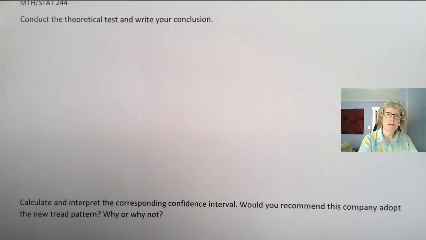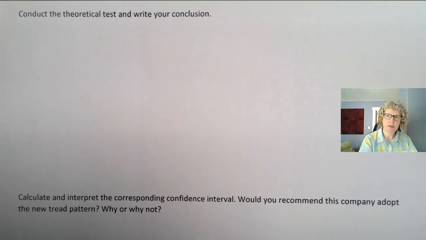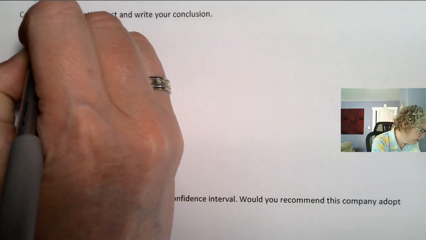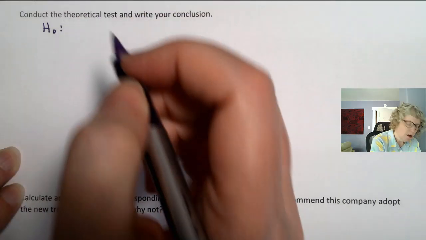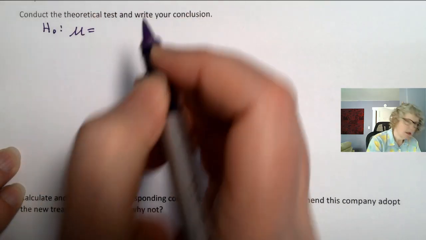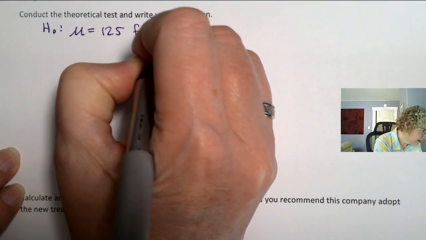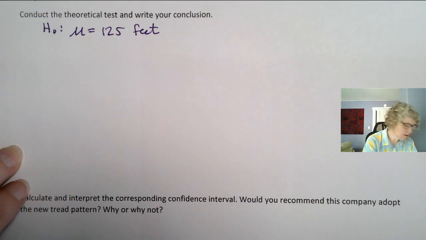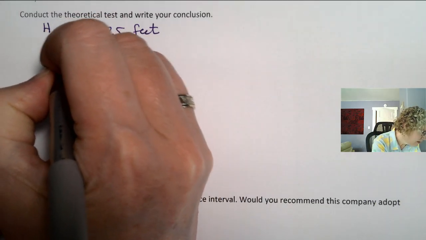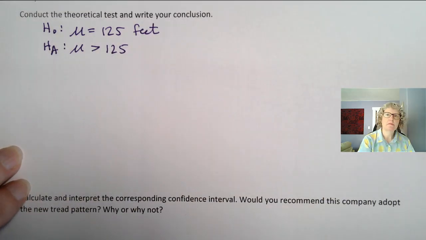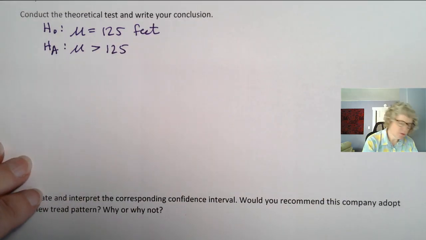Okay, conduct the theoretical test and write your conclusion. Okay, now the exciting part, we get to do our test. So I'm just going to write out the hypotheses again, even though we already wrote them out. It's just nice to have them on the same page. Our null was that the population mean is 125 feet, so the actual average stopping distance. And the alternate is that we don't meet the objective. The population mean is actually greater than 125 feet.